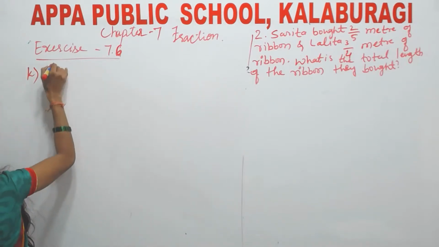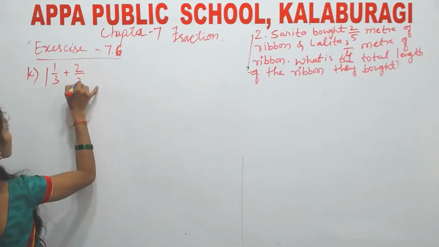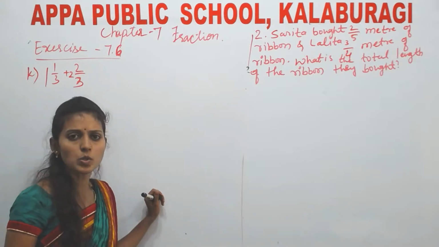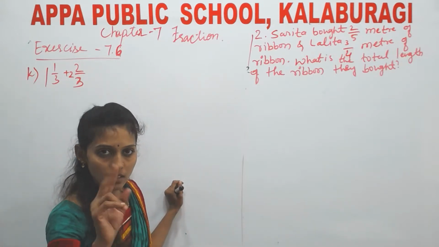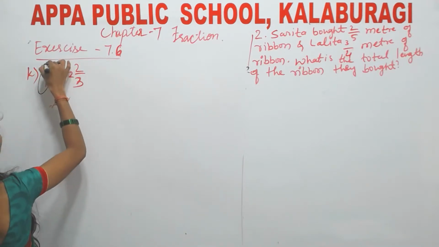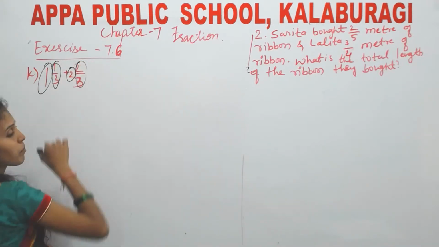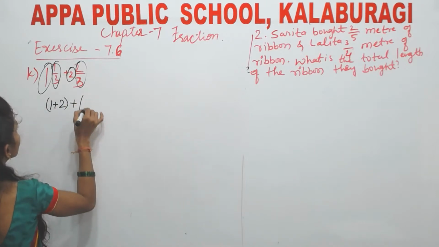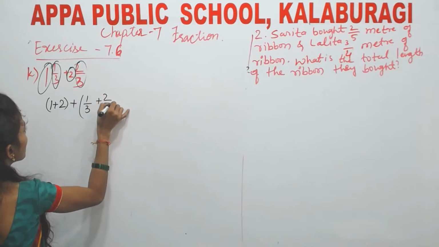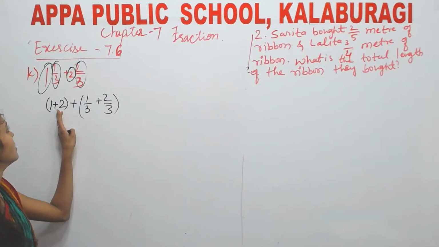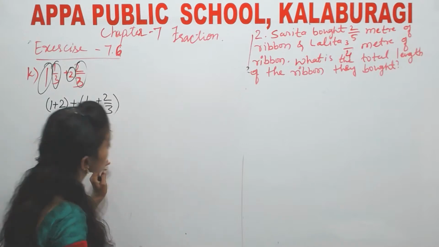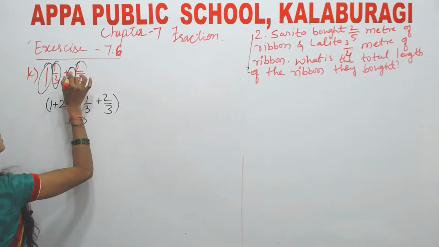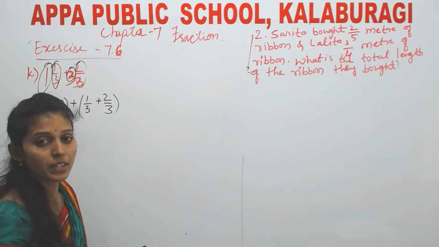1 integer 1 by 3 plus 2 integer 2 by 3. Again here also, we have 2 methods. One, first add whole parts and then add remaining parts. Like 1 plus 2 plus 1 by 3 plus 2 by 3. What we did here, we added. It is 3 integer, 2 by 3.